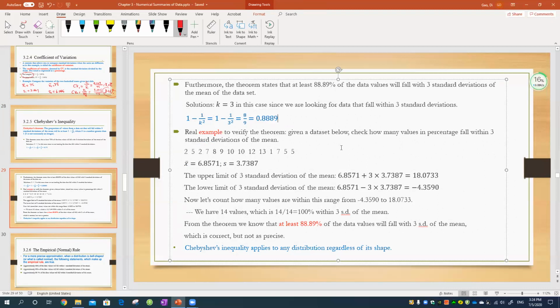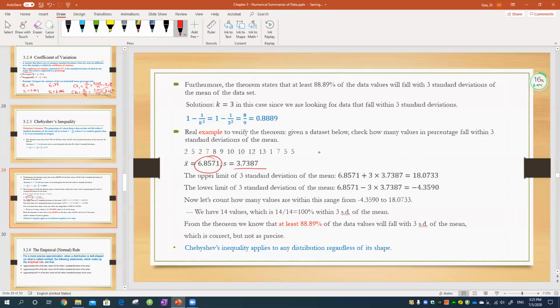And now let's look at a real example to verify the theorem, or why we say that at least that percentage of data values will fall within k standard deviations. For the data set below, we're going to check how many values, looking at the percentage of the values that fall within 3 standard deviations of the mean. For this data set, we can calculate the sample mean, which is 6.85, and the sample standard deviation is 3.7387.